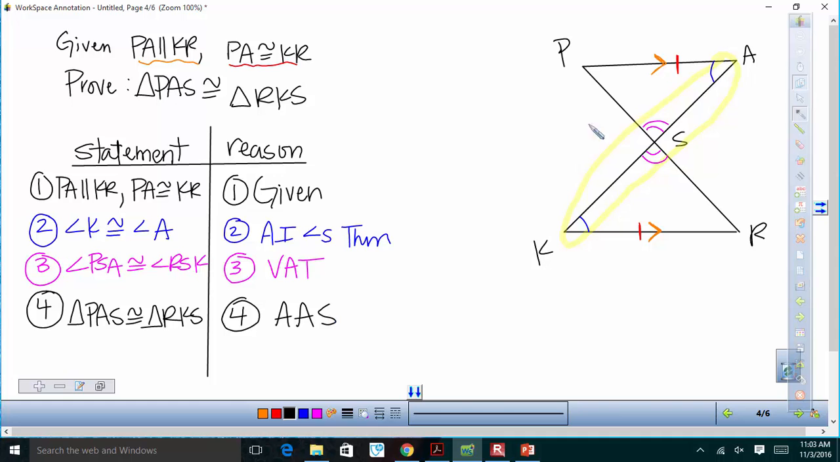The other proof, yes. Had you used the alternate interior angles, it would be angle, side, angle. So there's two ways to do that proof. Okay, how are we feeling about parallel proofs? Okay. Let's try a perpendicular next.